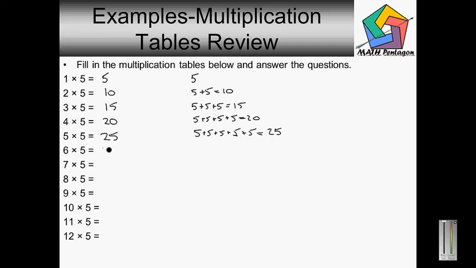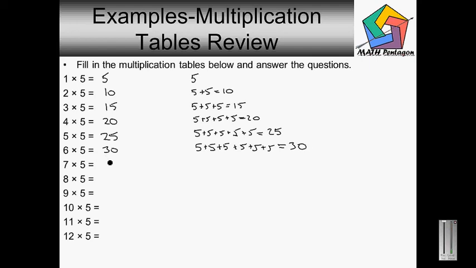Here we have 6 times 5 is 30. We have 6 groups of 5, so that would be 5 plus 5, 5 plus 5 plus 5 plus 5 plus 5 plus 5. So we have 6 groups of 5 right here, which will give us 30.